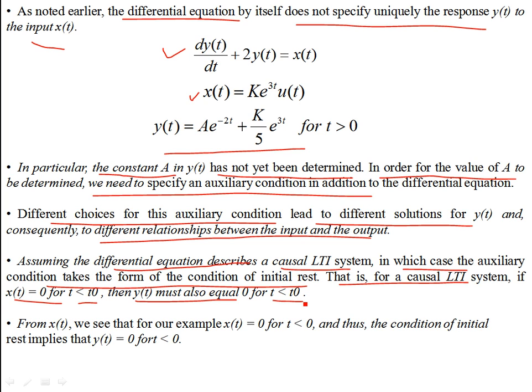But if you scale the input by 0, which means you're forcing a 0 input, then the output should be 0 as well. That is implied by linearity. So we are making a much simpler auxiliary condition to solve for the unknown constant A over here, basically.